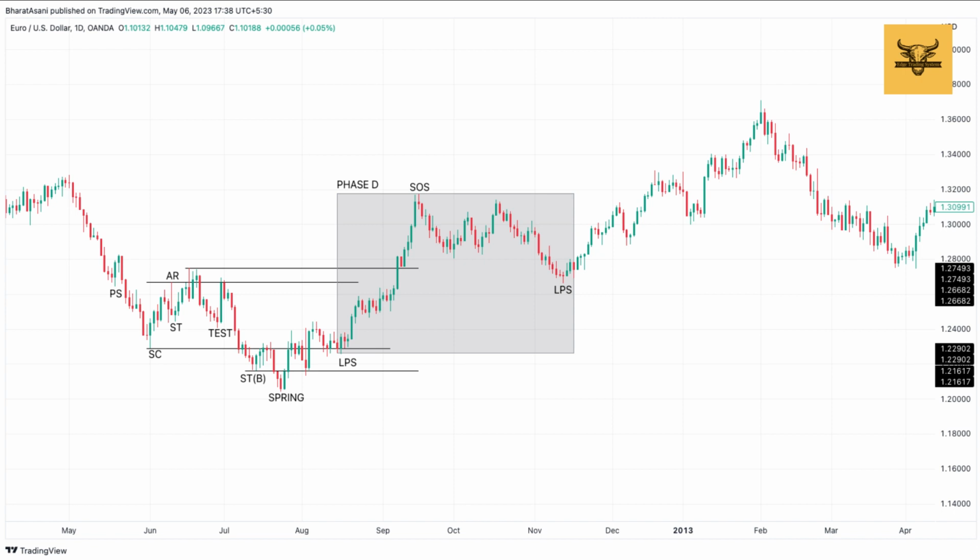In Phase D, the price will advance to at least the top of the TR. LPSs in this stage are often favorable moments to start or increase profitable long positions.